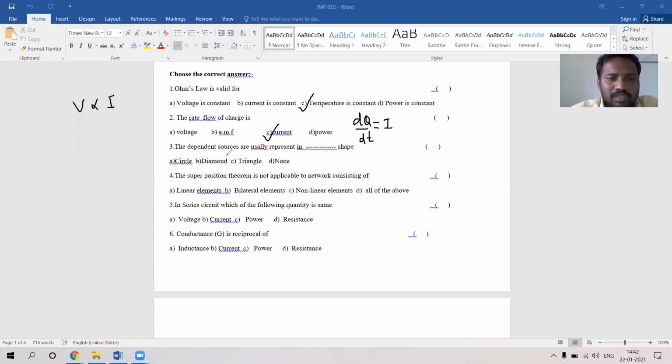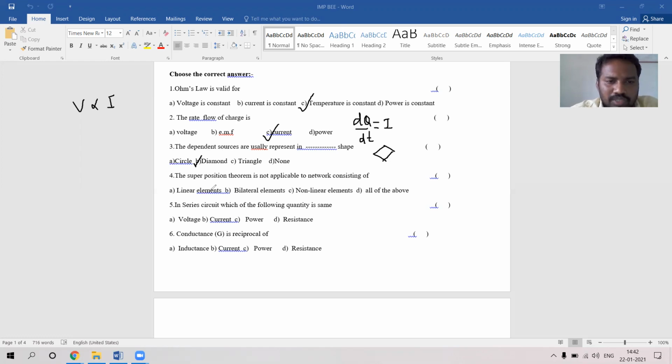Now coming to the third question, the dependent sources are usually represented in dash shape. You have circle, diamond, triangular and none. So generally the dependent sources are represented in diamond shape. That's why the answer is B.